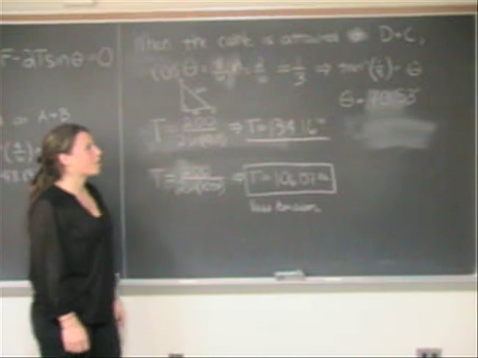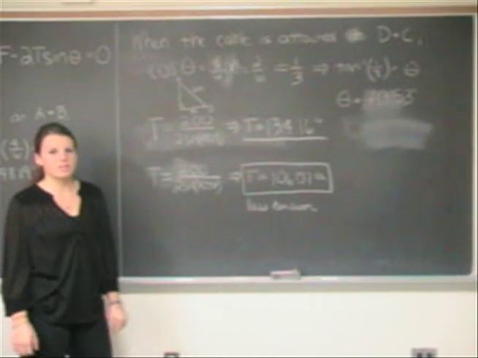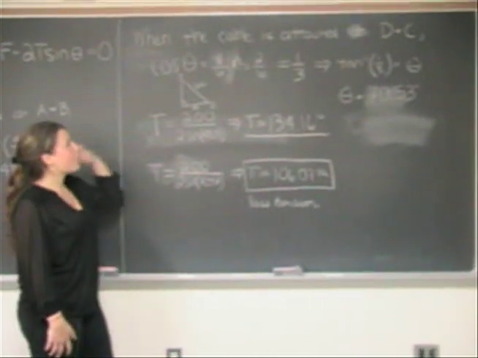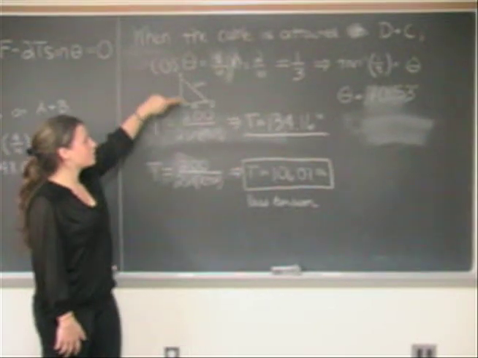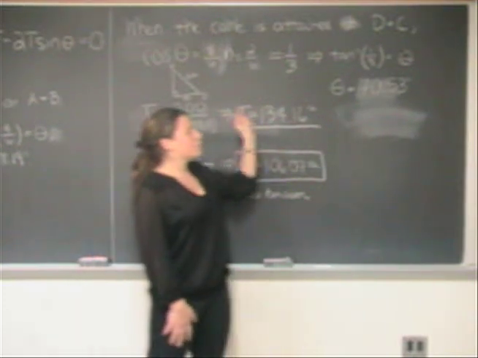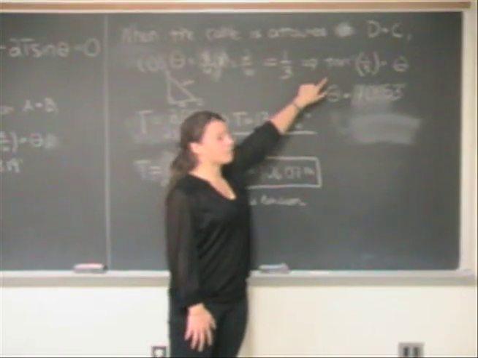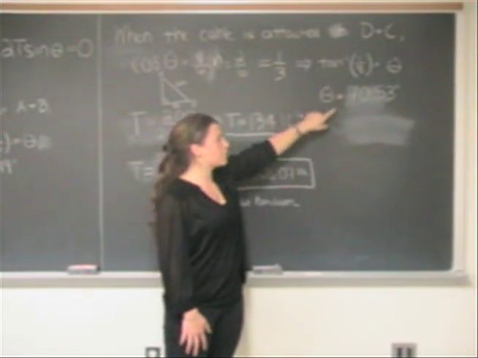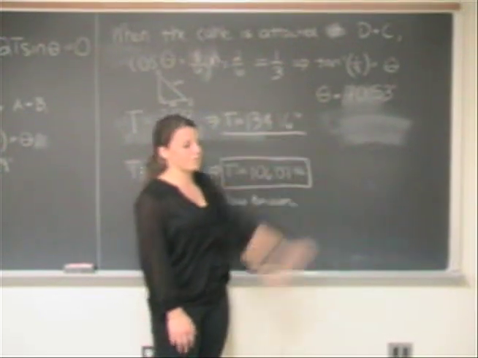Now to solve for the angle when the cable is attached at point D and C, we find the cosine of theta, which is 1/6 times 2, which gives us 1/3. To find theta, we do the inverse tan of 1/3, which gives us an angle of 70.53.